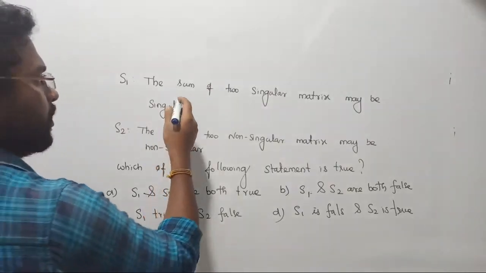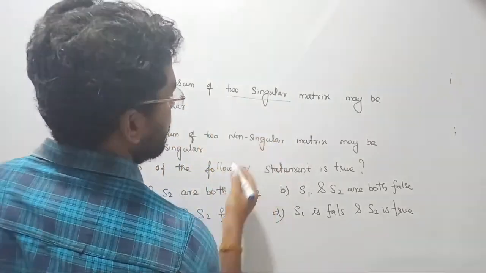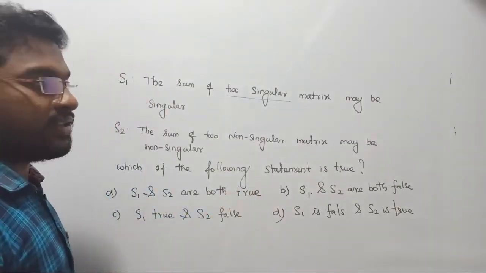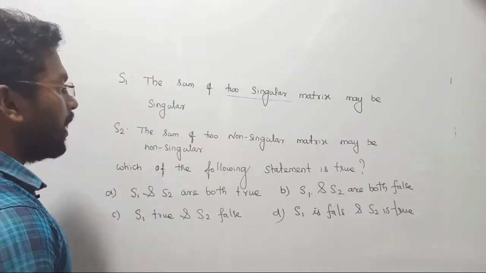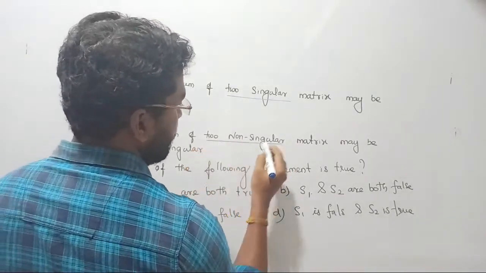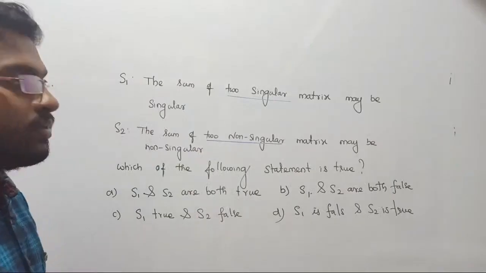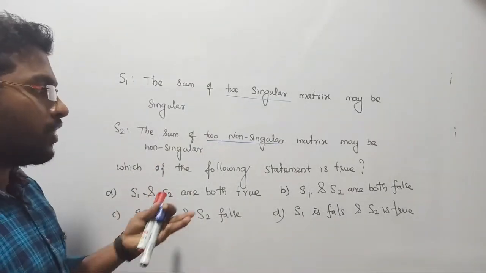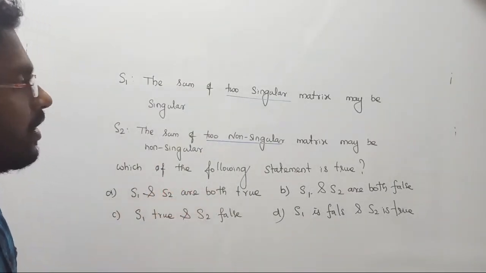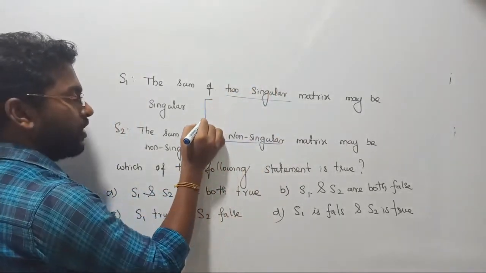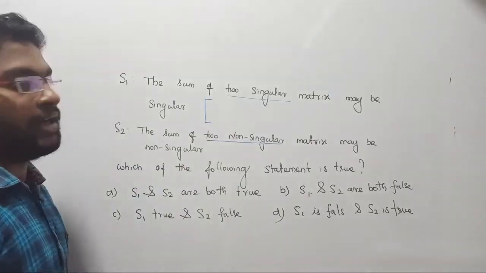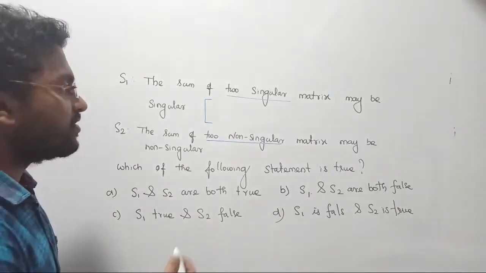In statement number 1, they said the sum of two singular matrices. Randomly choose two singular matrices, and try it by yourself. Again, for the sum of two non-singular matrices, randomly select two non-singular matrices and figure out the answer. A singular matrix means the determinant of the matrix is equal to 0.